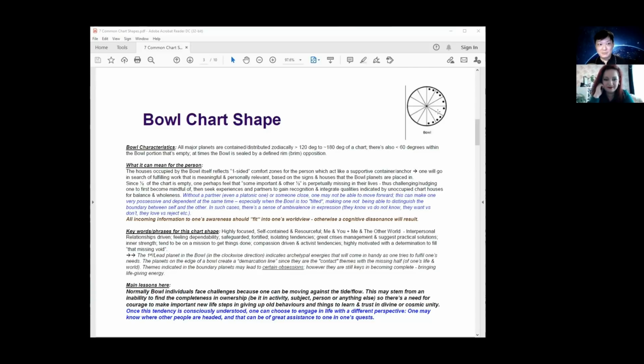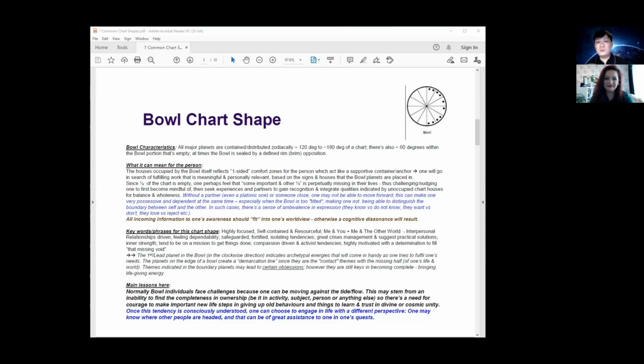I know of a lot of people in my life that have this particular chart shape. So what I typed in here in this slide, some are from my observations. So when we talk about a bowl chart shape, the key words and phrases for people who have this chart pattern is that they are highly focused. And the main thing about a bowl-shaped chart is that there is an innate need or search for self-containment. They are also naturally very resourceful people.